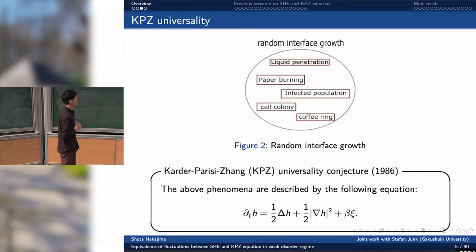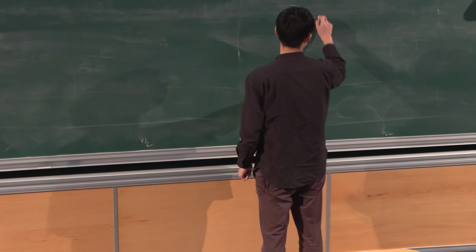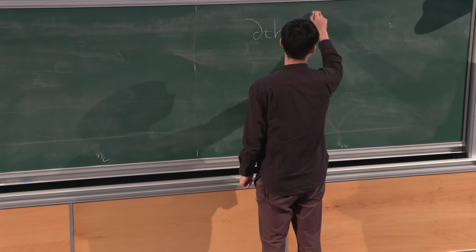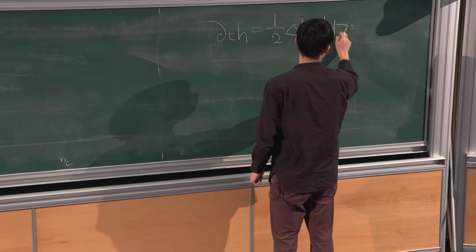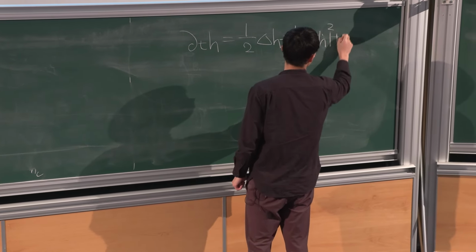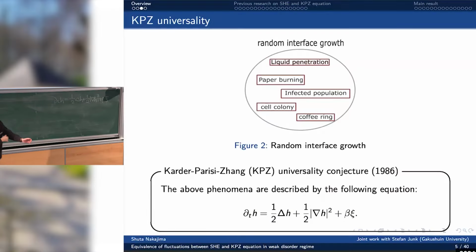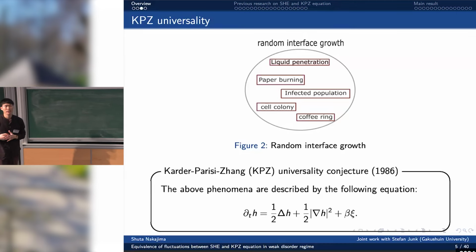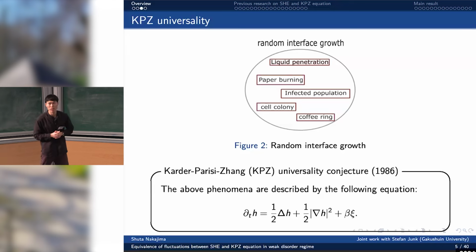And this is the KPZ equation. Just in case, I'll write it down. This is remarkable because these phenomena follow different rules microscopically, but macroscopically they follow the same equation. And we call it universality because it's independent of the microscopic rules.